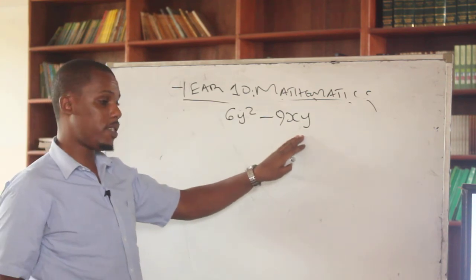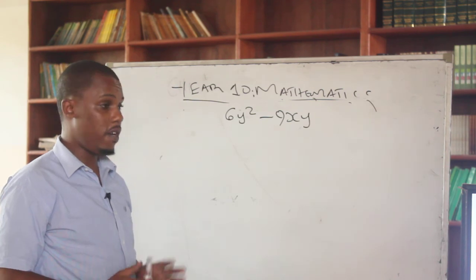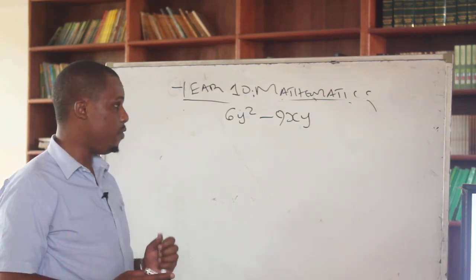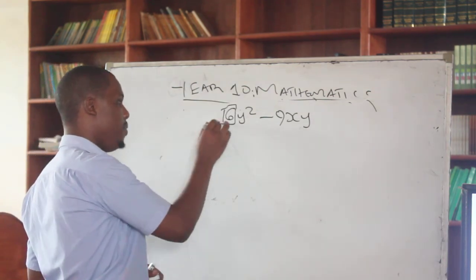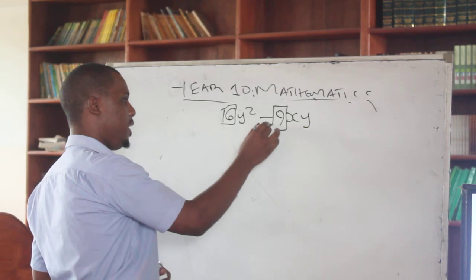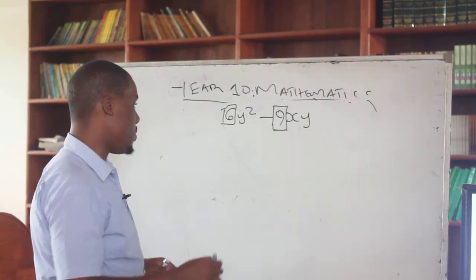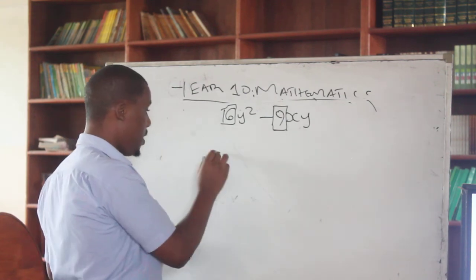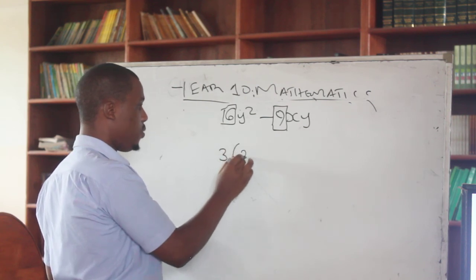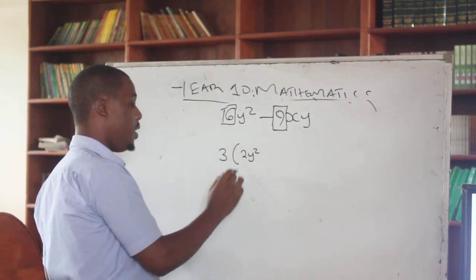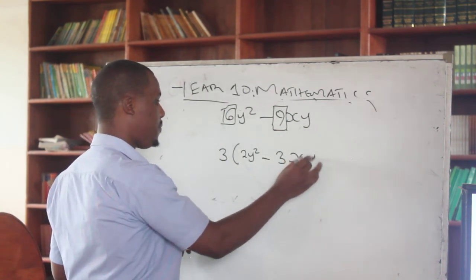You look at the number factor, and then after looking for the number factor, you look for the letters. If there's a common factor, you try to move it outside. So if you start again with the numbers, what is the common factor that can divide 6 and divide 9? That factor is 3. So you say 3 outside. 6 divided by 3, you're left with 2y squared. Then 9 divided by 3, you get 3, that is 3xy.